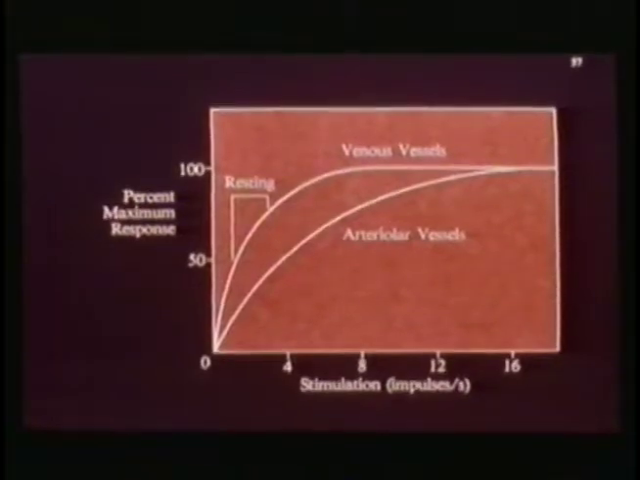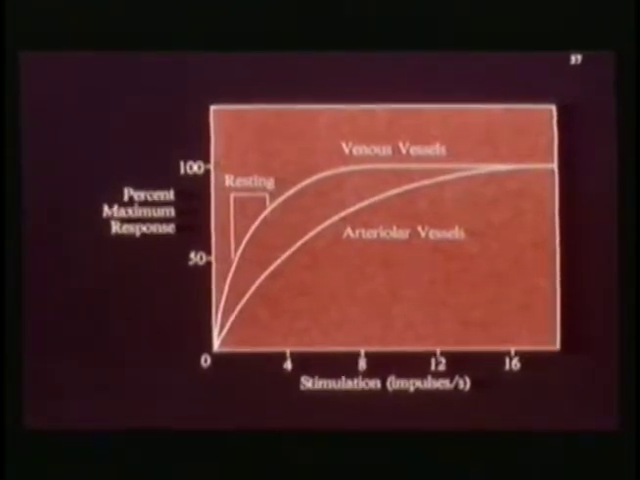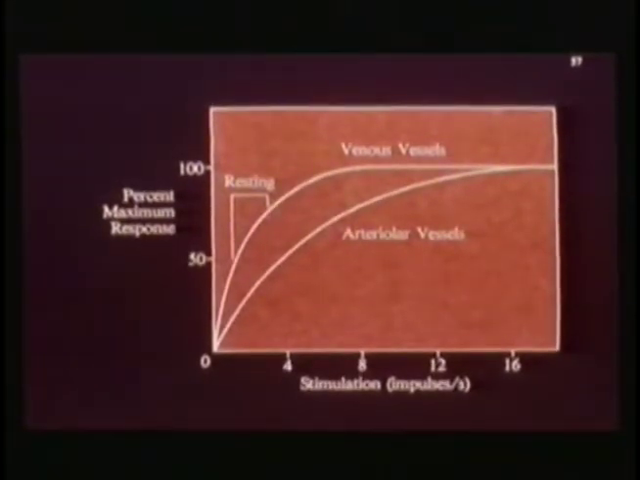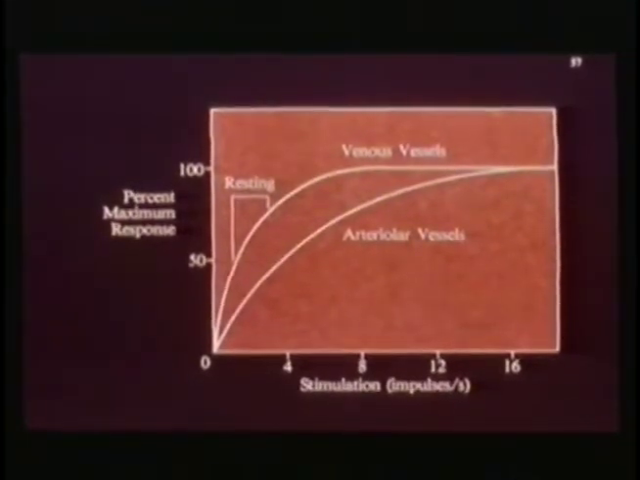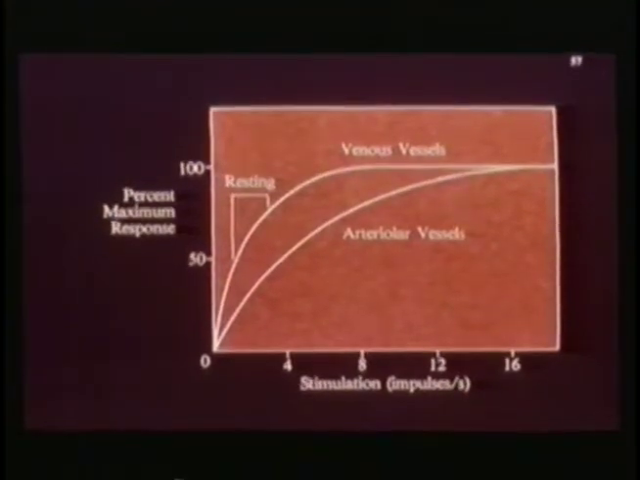57. Comparing arteriolar and venous responses to sympathetic stimulation, you can see that the venous circuit is considerably closer to its maximally constricted state under resting sympathetic discharge, and that the arteriolar circuit has a somewhat greater capacity to respond when sympathetic activity increases.